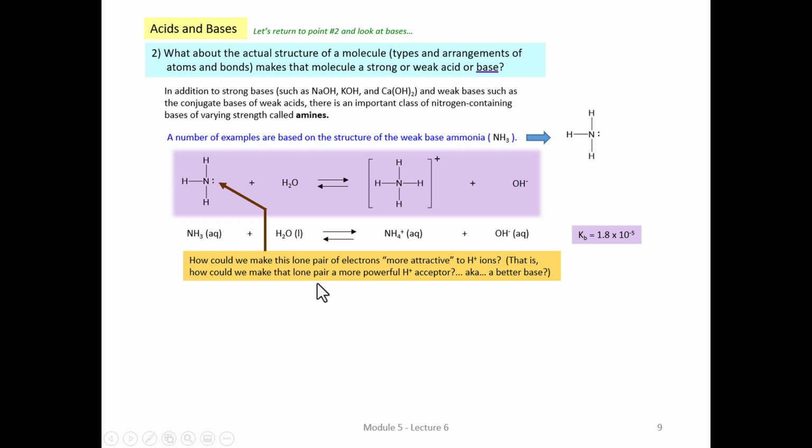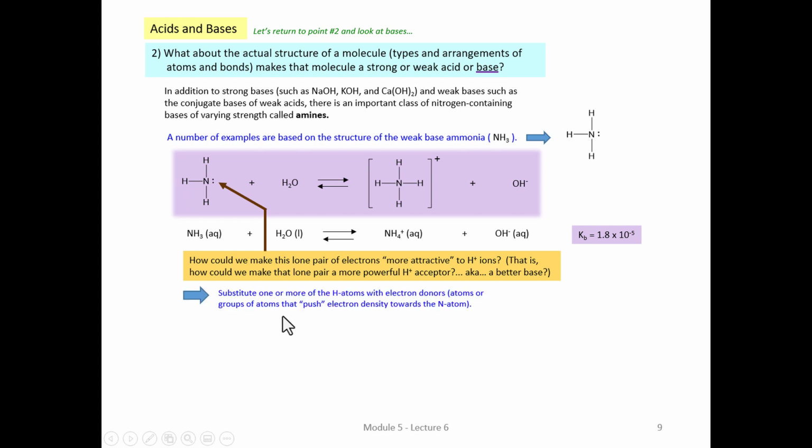So what we're asking here is, how could we make this lone pair of electrons more attractive to H plus ions? Because that is where ammonia is acting as a base. That lone pair of electrons on the nitrogen is acting as the H plus acceptor. So we're asking, could we change the structure of this molecule in such a way to make that lone pair more attractive to hydrogen ions, or a more powerful H plus acceptor, also known as a better base?